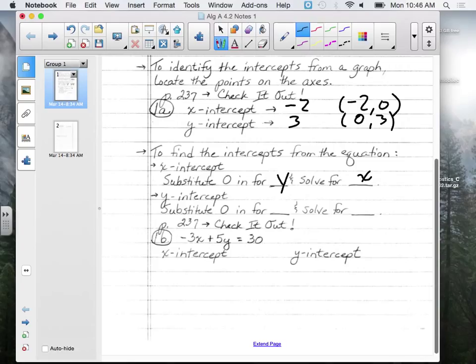So, with a neighbor, I want you guys to discuss why we would substitute 0 in for y if we're looking for x. So just quickly, with someone next to you, just talk about why we would substitute 0 in for y if we're looking for x.